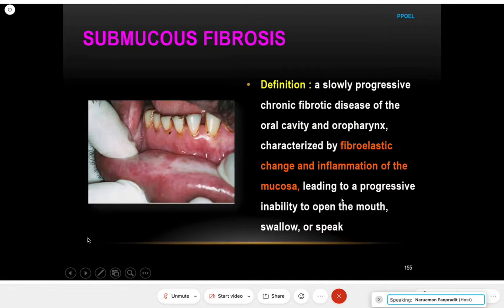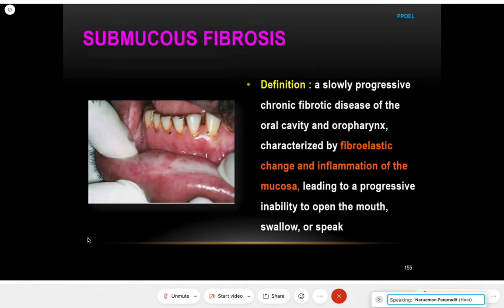If there is submucous fibrosis, you can guess the character. If there is a lot of fibrosis, the lesion is more white and more firm. The more fibrosis, the firmer and whiter it is. So this lesion is a slow progressive chronic disease.